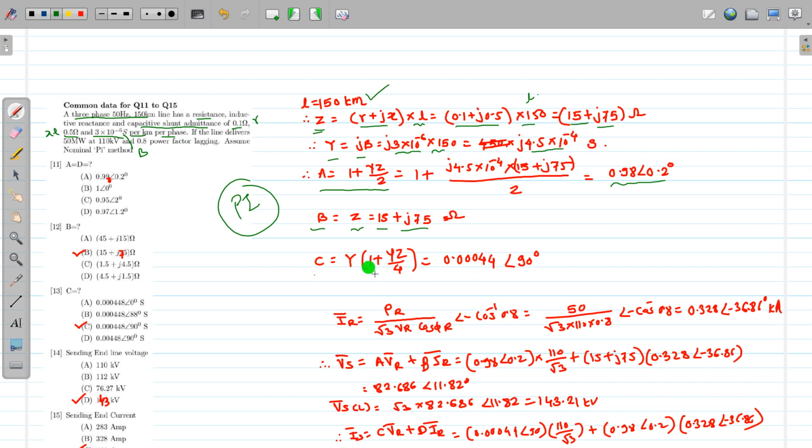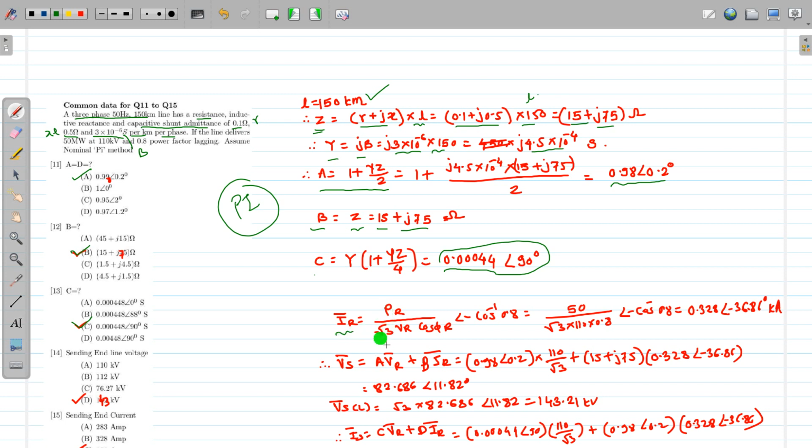C is Y into bracket 1 plus YZ by 4. So it gives you 0.00044 at an angle of 98 degrees. So the A value is this, the B value is this, the C value is this. Let us determine the sending end voltage and sending end current. So first the receiving end current is to be determined.